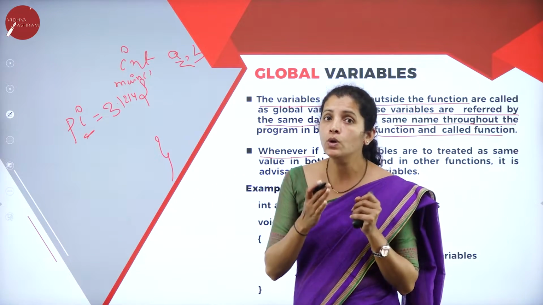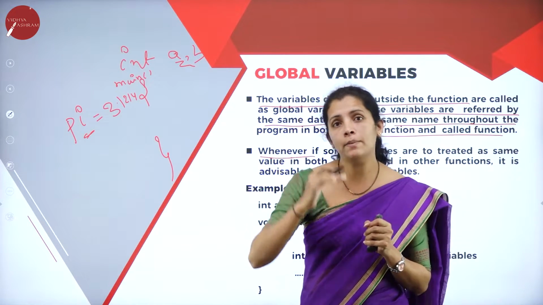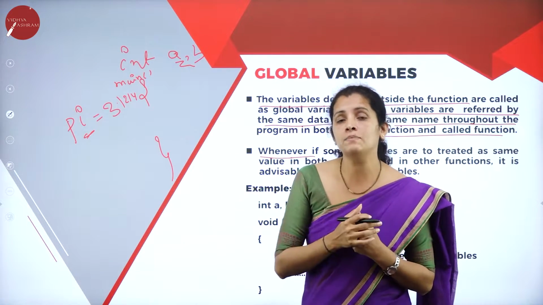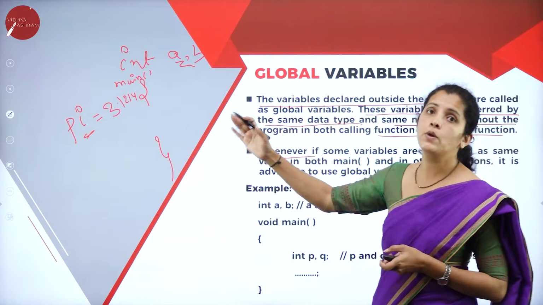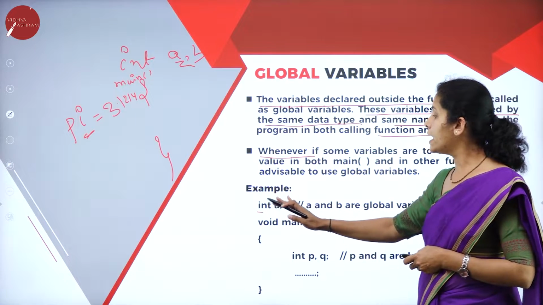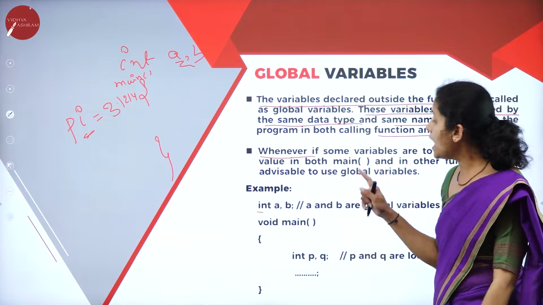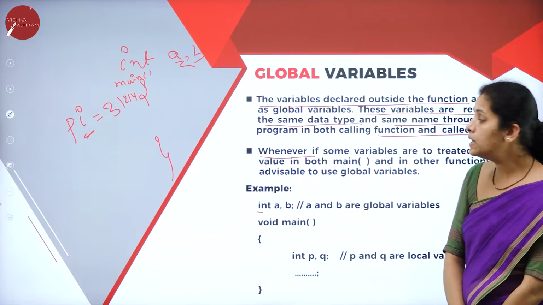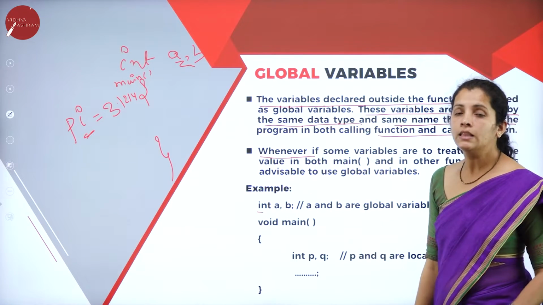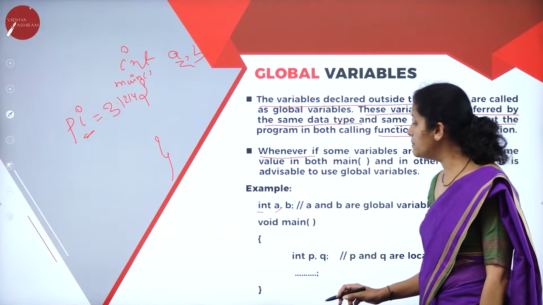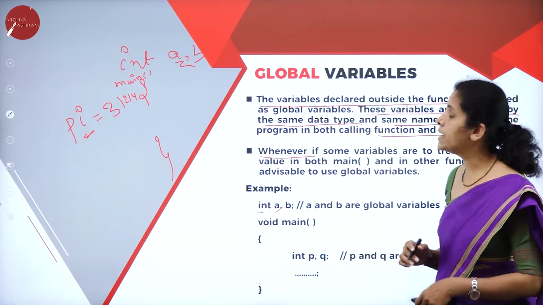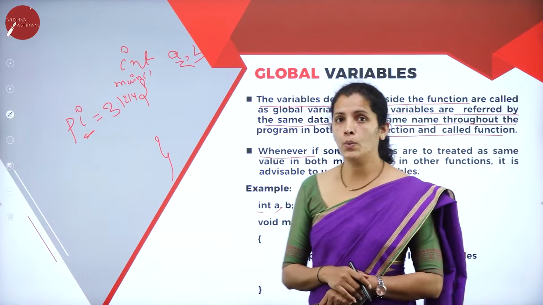That means I'm going to declare this pi above the main function so that all the functions as well as sub programs can access the pi value. The example here is, I have written int a, b. Now this a and b are examples of global variables, which I am going to declare above the main function. Now I can use these variables in my main program as well as in my sub program. This is the way I can use global variables.